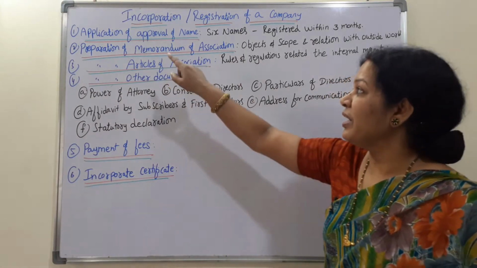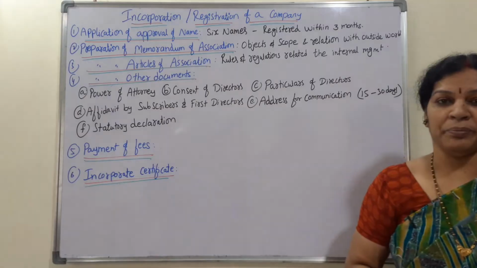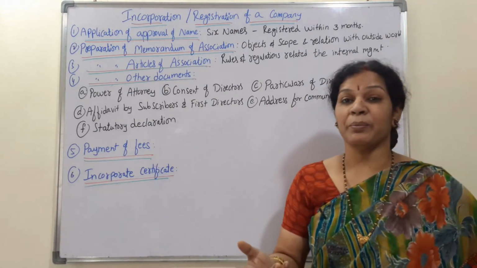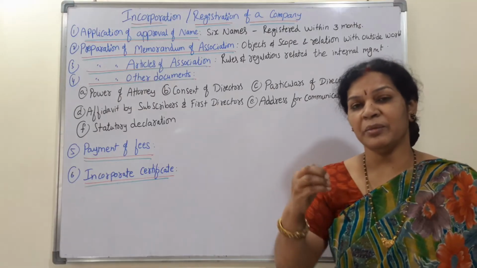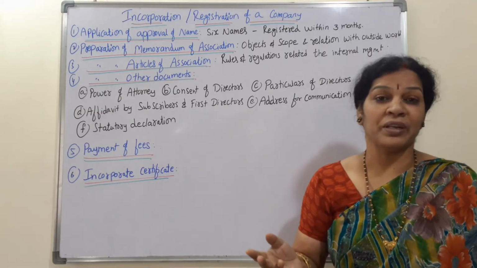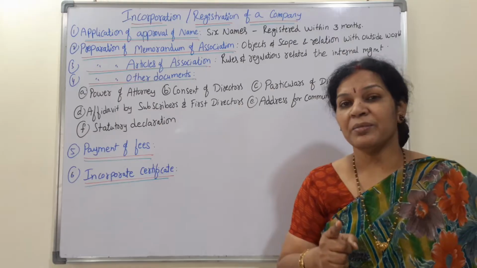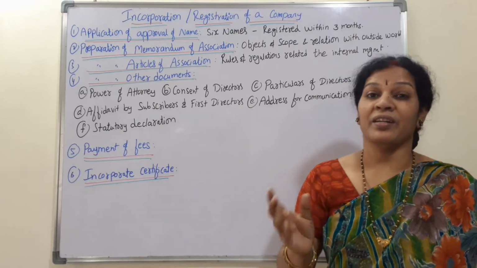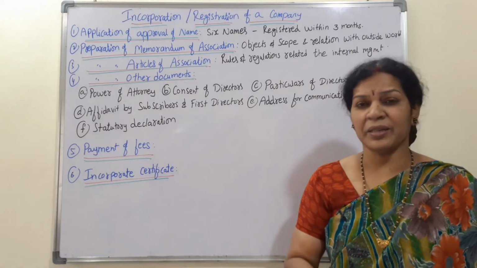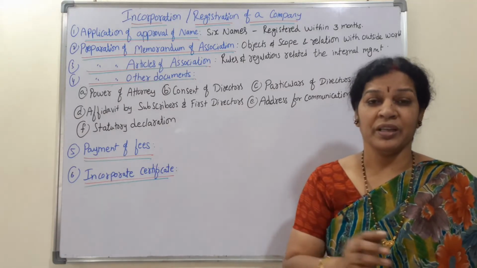First step is application for approval of name. You have to apply for the approval of the name of the company. You can take any name for your company, but it should not resemble any country name or government related name, or an already existing company name. You are not supposed to take any different name.